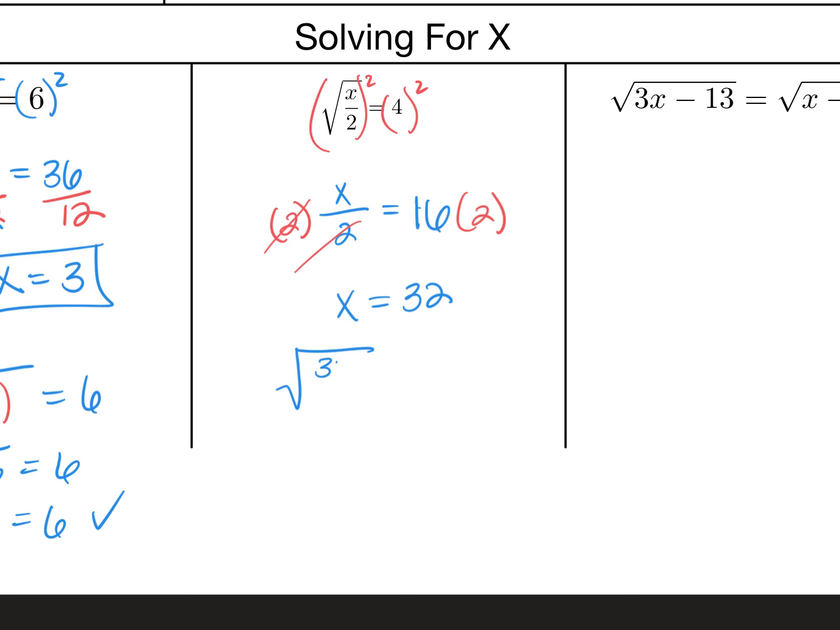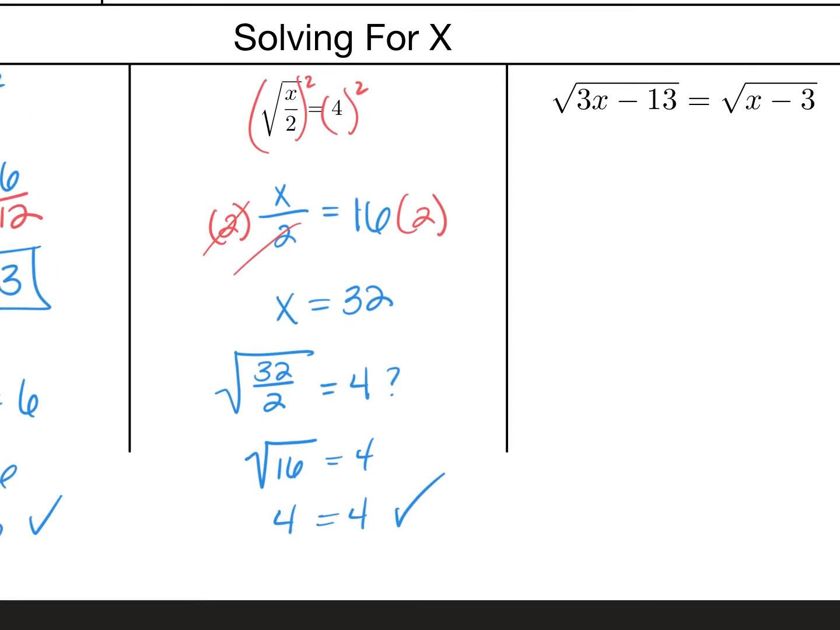Double check our answer. 32 over 2, does it equal 4? Well, 32 divided by 2 is 16, and the square root of 16 is actually 4. So it does work out. Everything is looking good.